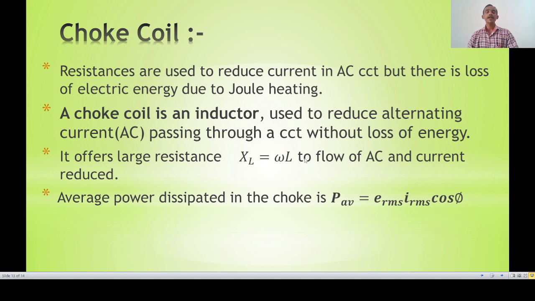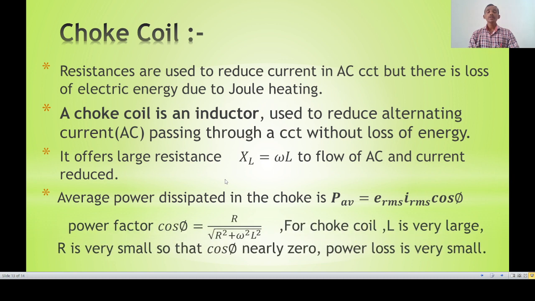The average power dissipated in the choke is P average is equal to E_RMS into I_RMS into cos phi. This term cos phi is nothing but the power factor. Power factor cos phi is equal to R divided by under root R squared plus omega squared L squared. For a choke coil, or a purely inductor, L is very high and R is very small, where R is the resistance of the choke coil. Since R is very small, cos phi, that is the power factor, becomes nearly zero, and therefore the power loss is very small in the choke coil. Thank you.